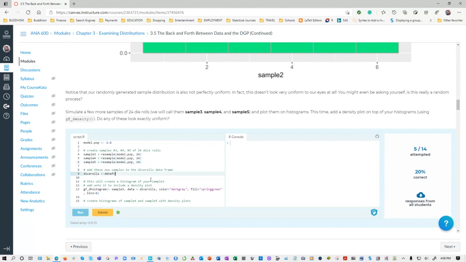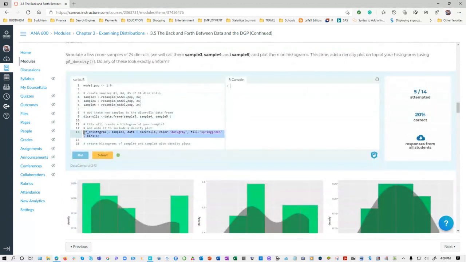If you go ahead and put the data frame, you can see sample 3, sample 4, sample 5. Just think about the dice rolls. This will create a histogram of your sample 3. Add on to it, include the density plot.